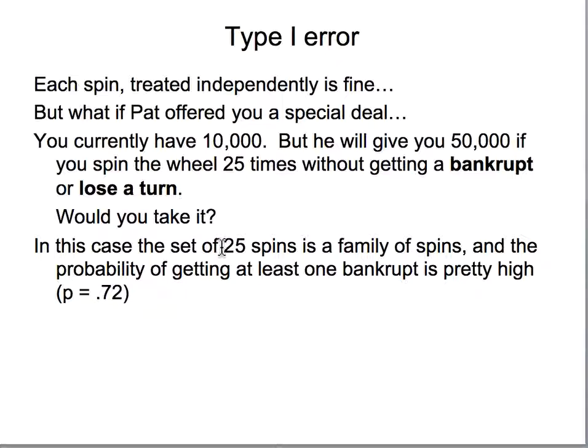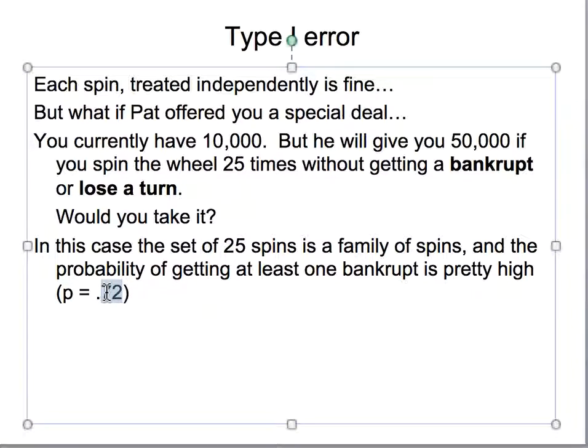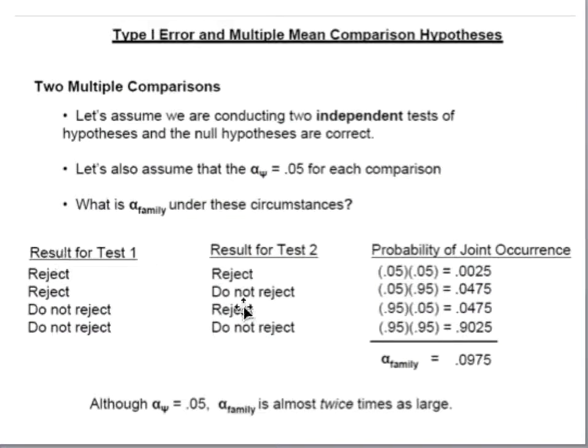In the case of 25 spins, we can actually calculate the probability, and the probability of getting at least one bankruptcy is 0.72, or 72%. And when we're making comparisons, we can think of it the same way. Say that I have just 2 groups, or I'm running 2 different tests, right? Suppose that I set my alpha level at 0.05, so there's a 5% chance for the first test that I will reject the null, 5% chance for the second test. In both cases, there's a 95% chance that I won't reject the null.